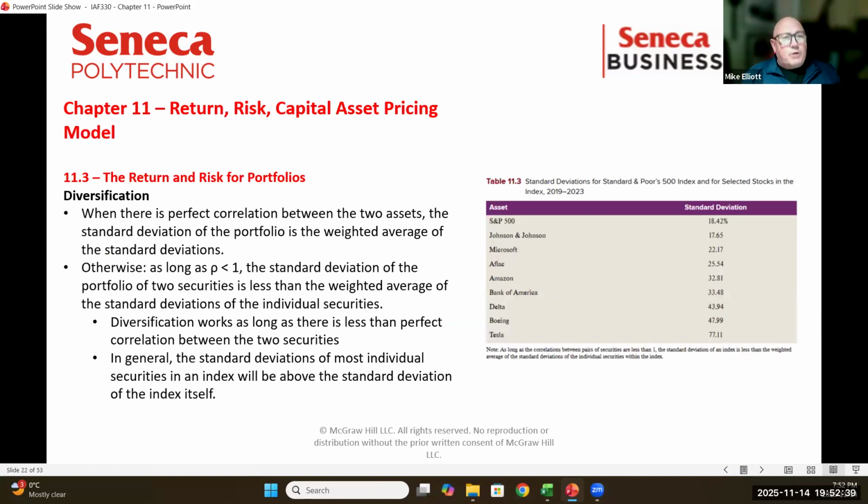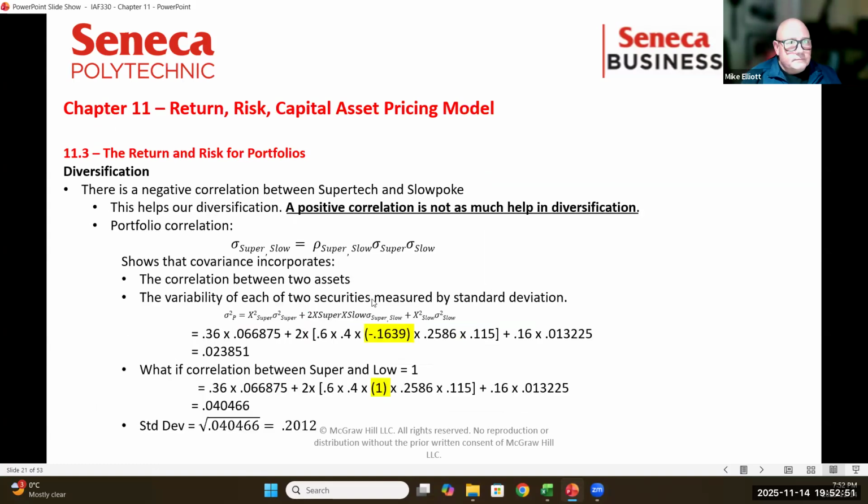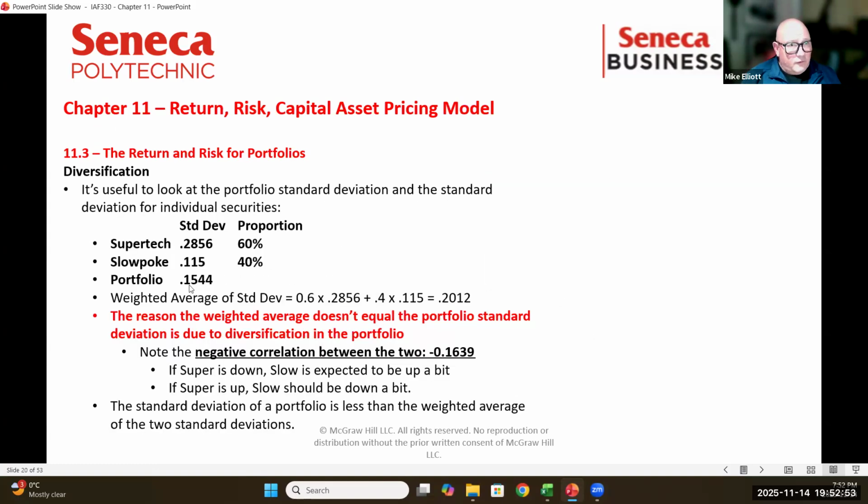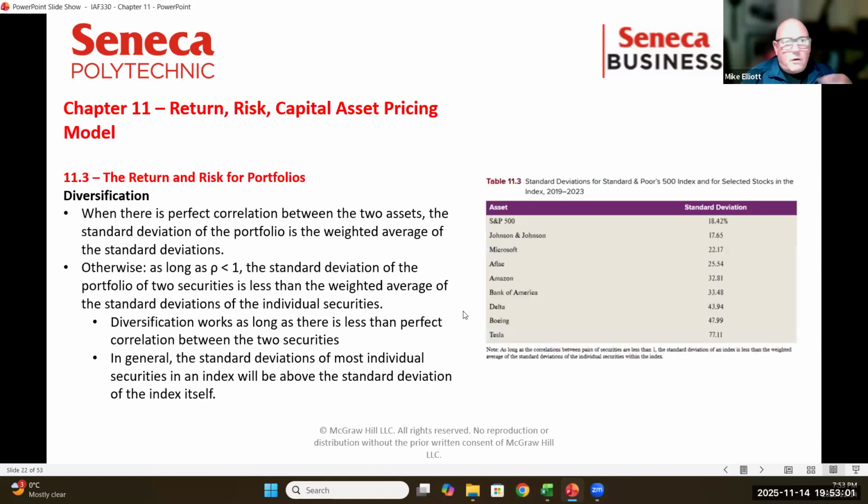So if there is perfect correlation between two assets, then the standard deviation of the portfolio, which you calculate here at 15.44%, is going to be the weighted standard deviation of the portfolio itself, which would be 0.2012. That's not what we're looking for.